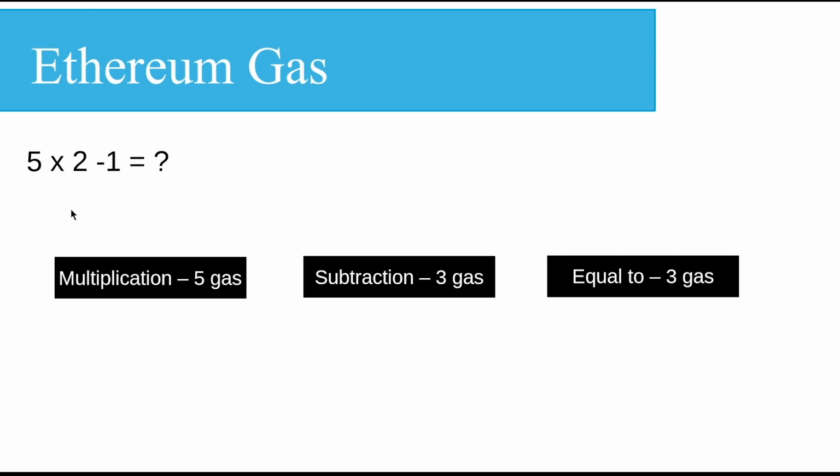Since we are using only one multiplication operator, one subtraction operator, and one equal to operator, the total amount of gas that we will need to evaluate this expression will be 5 plus 3 plus 3, that is 11 gas. Now let's see how I got all these values, like how I got multiplication as 5 gas, subtraction as 3 gas, and equal to as 3 gas. So let's go to our website where all this is given.